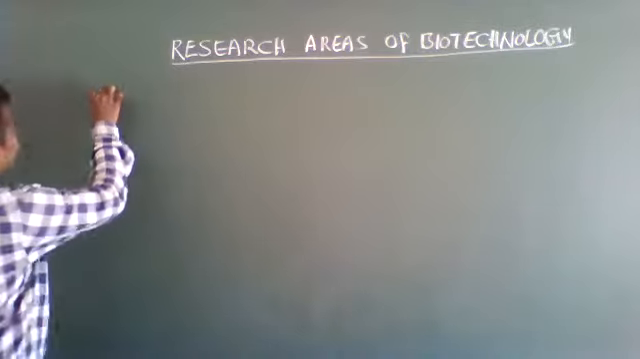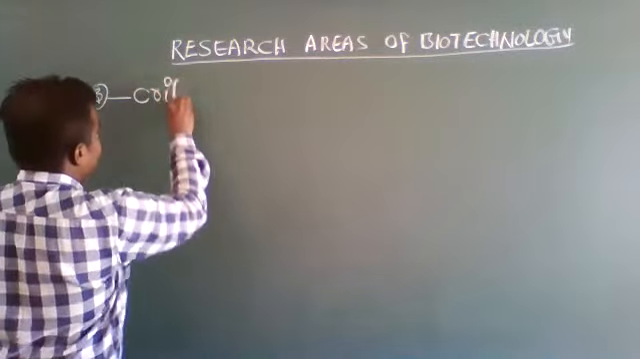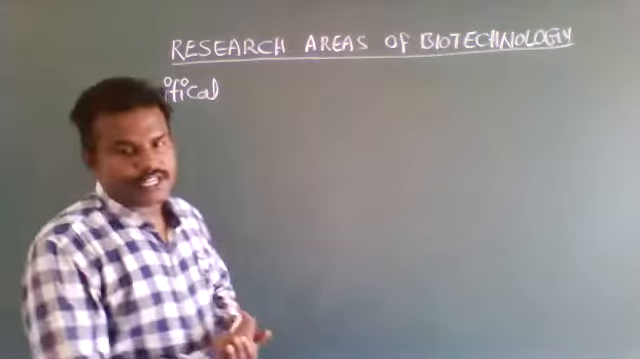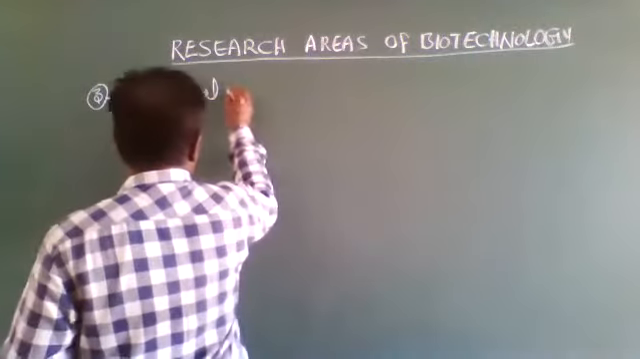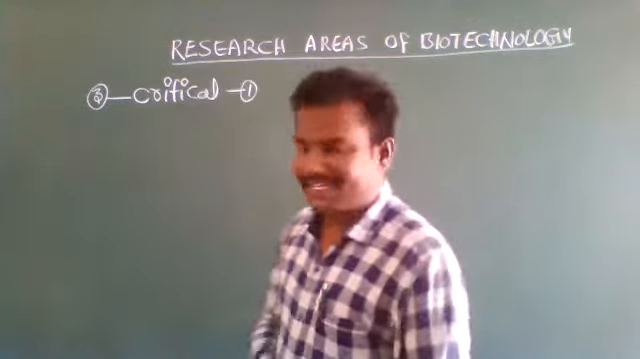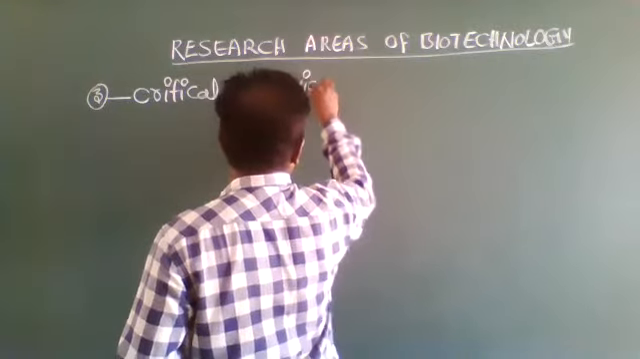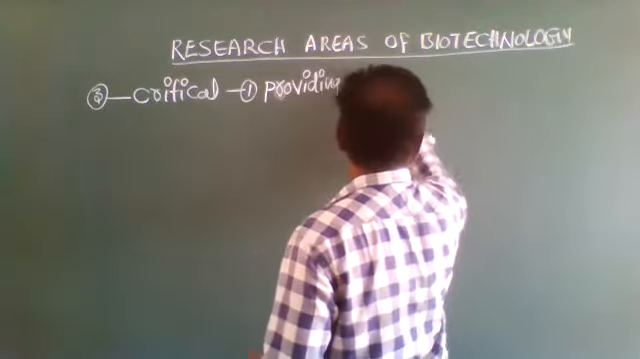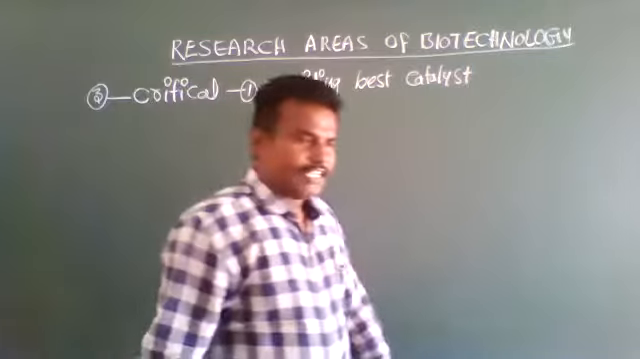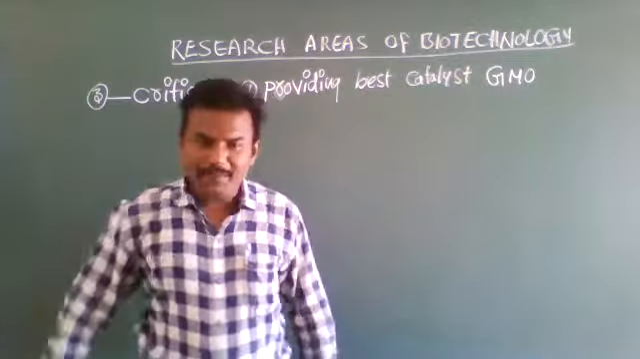There are three critical research areas of biotechnology. The first one is providing the best catalyst, in the form of improved organisms or genetically modified organisms, which may be microbes or enzymes.